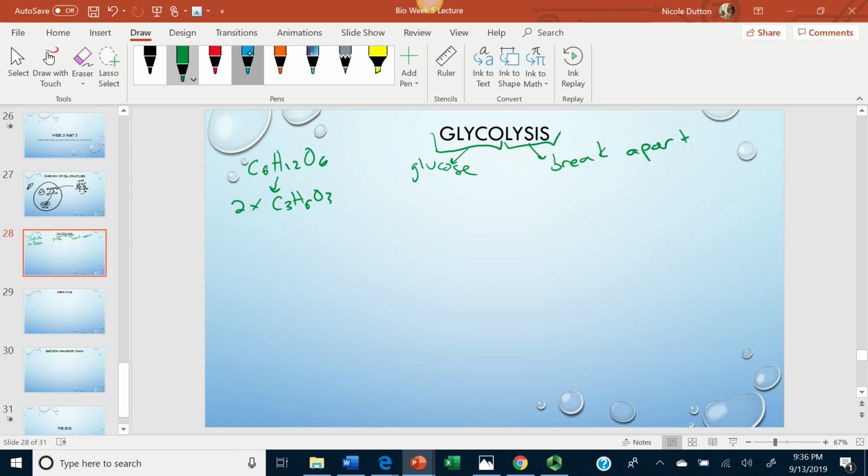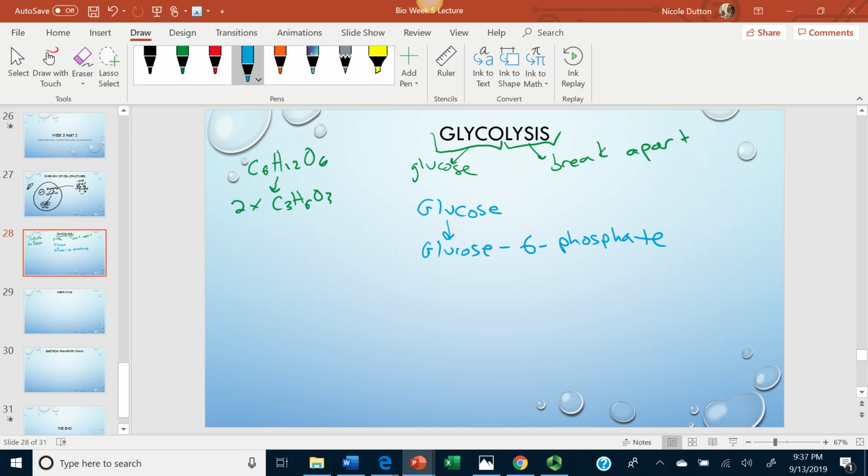So from glucose, to start our pathway of glycolysis, glucose comes into the cell, and glucose immediately gets converted to glucose 6-phosphate by the enzyme hexokinase. Now, again, the enzyme name is not going to be too important, but why does it have to be converted immediately? So that glucose doesn't diffuse back out of the cell.